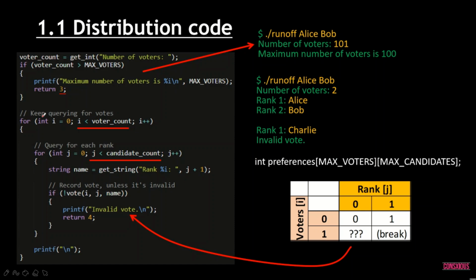From here you can see it keeps querying for votes. There's a loop on the voter count and another loop for the candidate count. Basically, it's something like a loop here and a loop here. This is actually where the user keys in the rank. You can see here the get_string is here. If the user keys in something, like Alice, Bob, and suddenly there's a Charlie, the program is going to print invalid vote. You can see return 4.